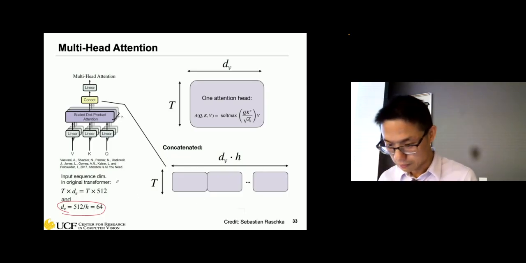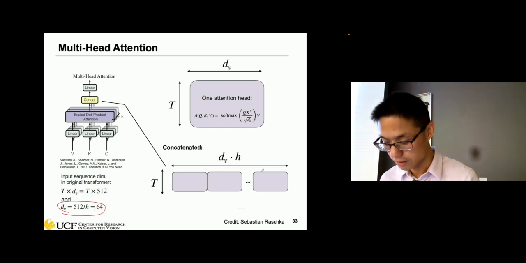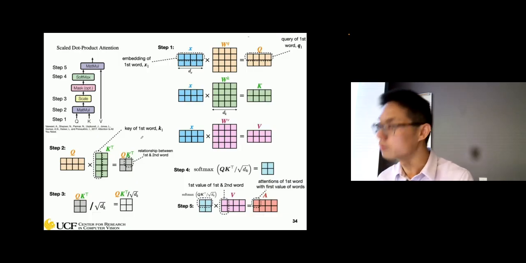So this is like I said, right? In their case, the original dimension is 512, because they are using H heads. For simplicity, they just divide the dimension by the number of heads they use. They're using 8 of them, so you have the 64 dimension. Then when you concatenate them together, you eventually get the same dimension as your original input dimension.